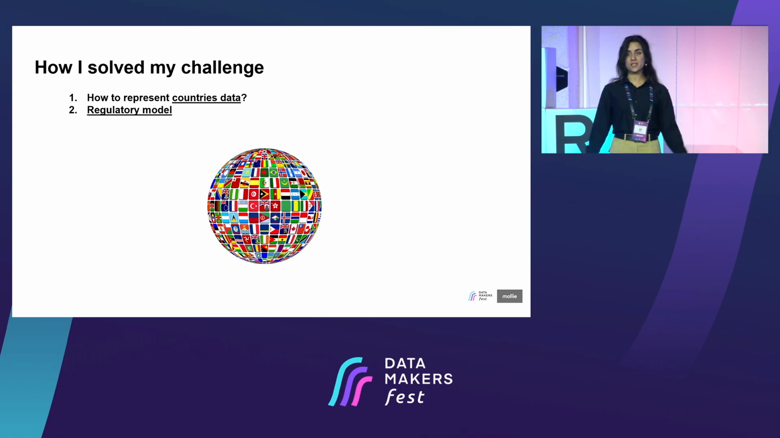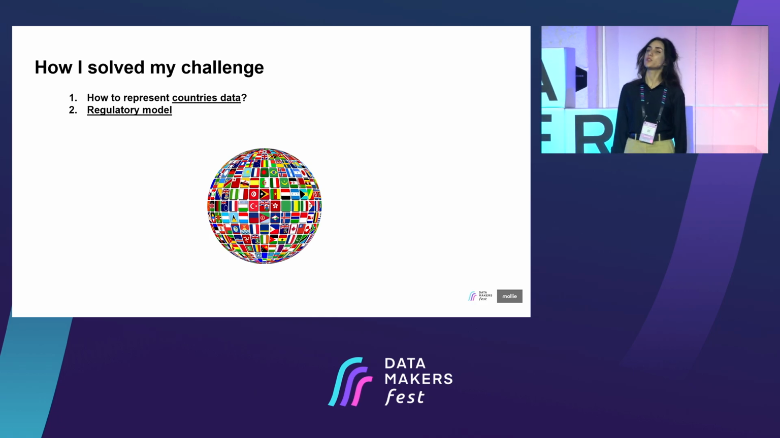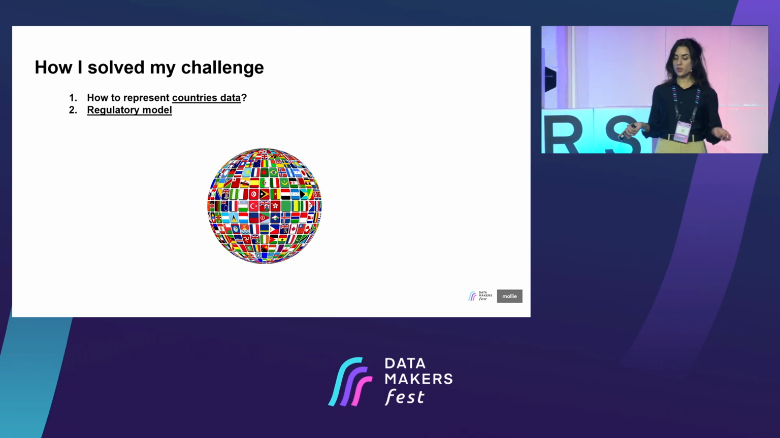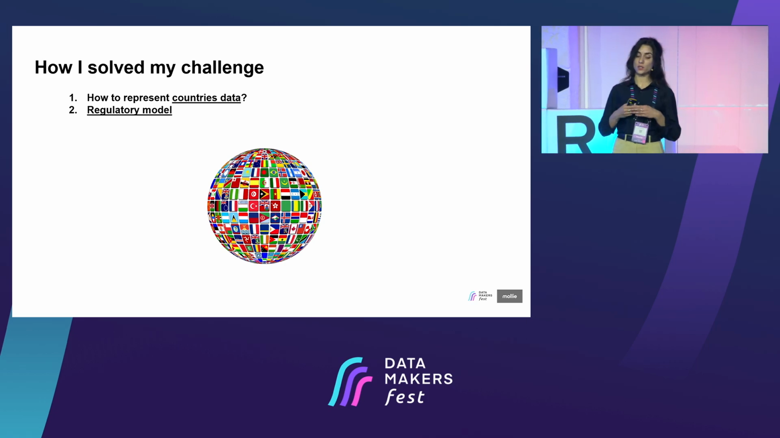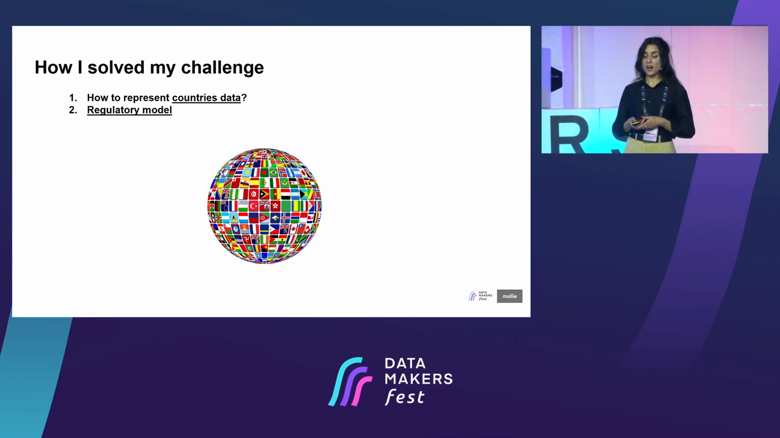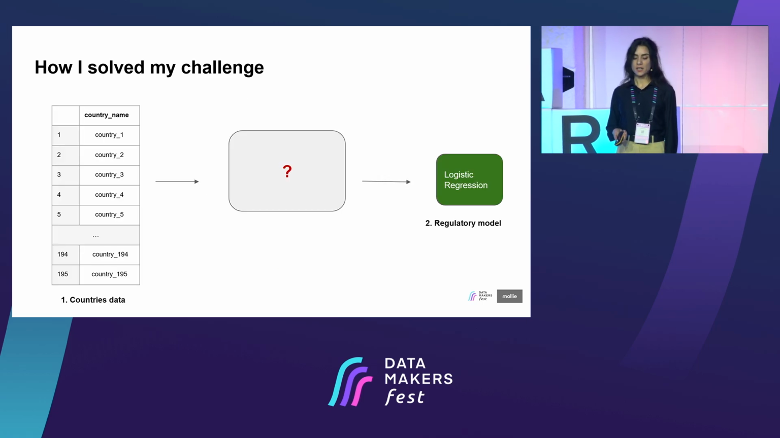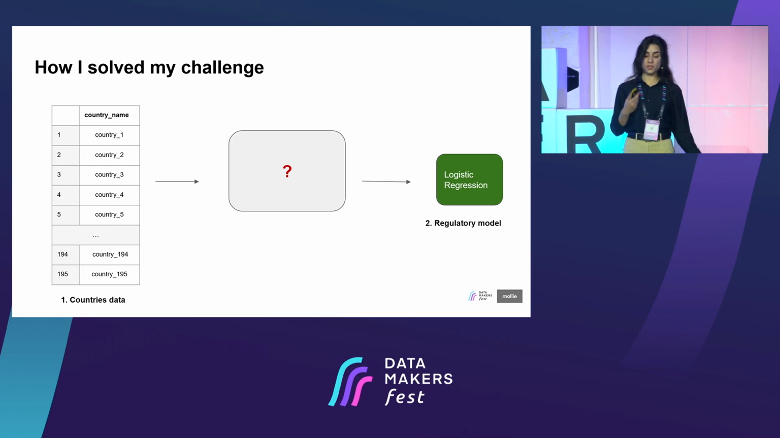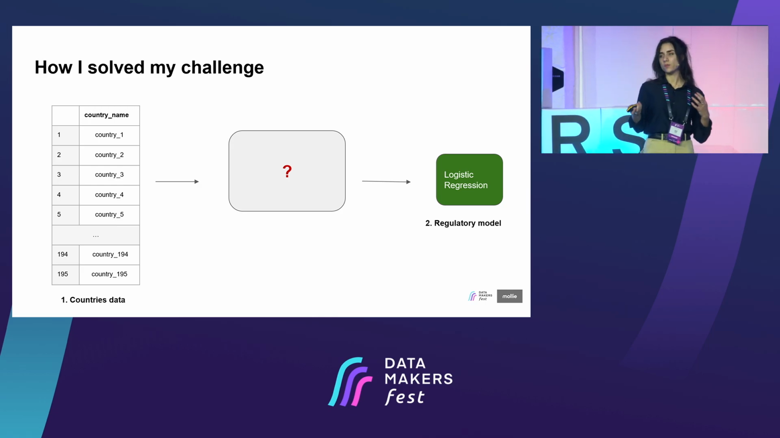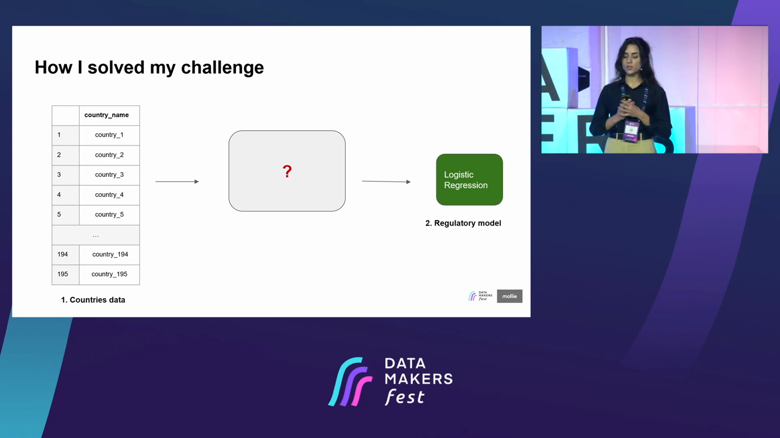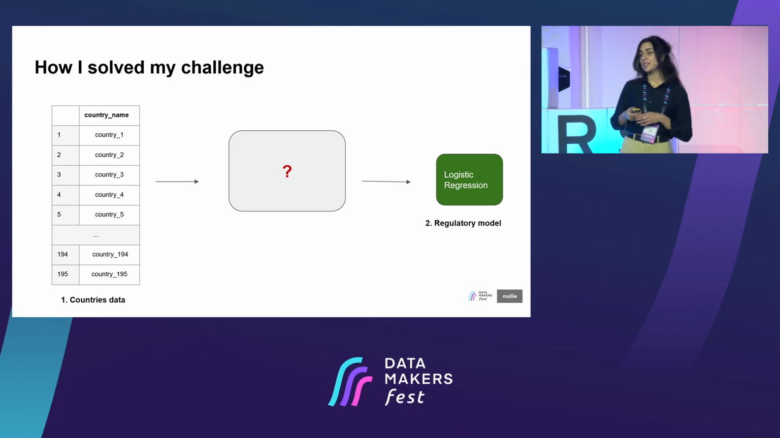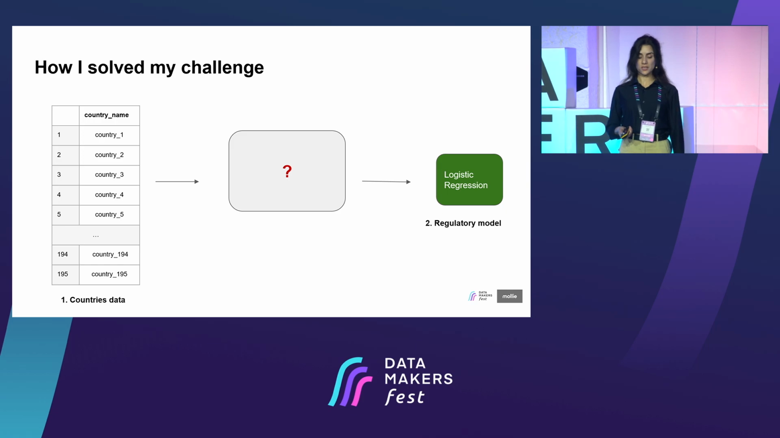So that wraps up all the content that I wanted to show on the feature encoders. And before I finish, I would like to show you how I solved my challenge. So how did I represent countries' data in the model that I used? It was a regulatory model. I emphasize it because I worked with countries' data, and the regulatory model imposed the restriction of only using logistic regression, right? So it wasn't possible to use fancier models.